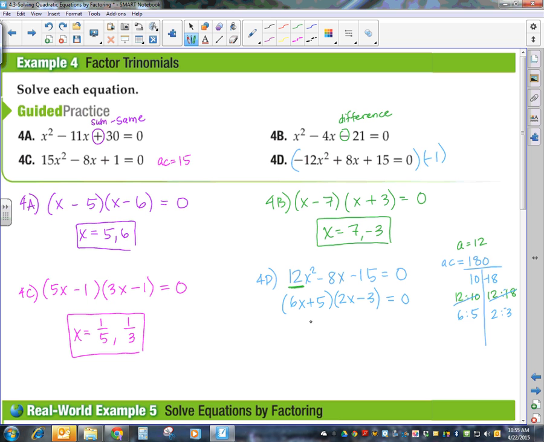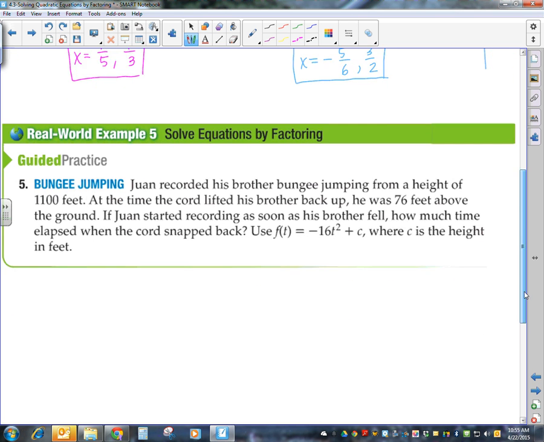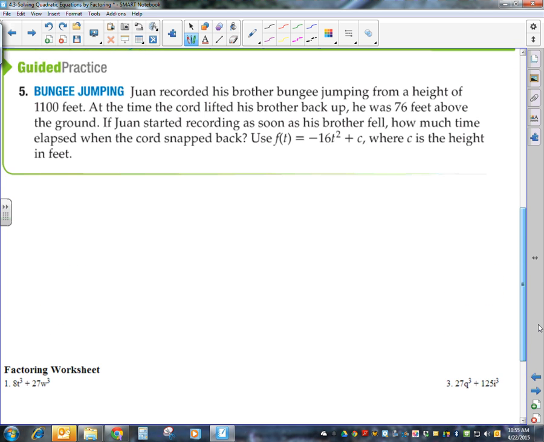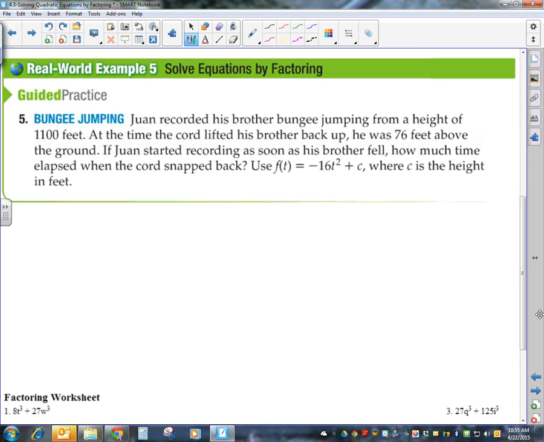All right. So each time, of course, setting each factor equal to 0 gives me an answer of x equals negative 5 over 6 or positive 3 over 2. Okay. So one real word problem, and then I put some cubes from a worksheet at the bottom of this. See it right here? And I will go do some of those just to make sure you have some examples because they weren't in our book, and I know you need to be responsible for that.